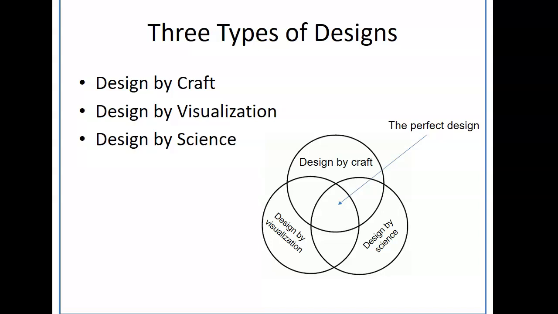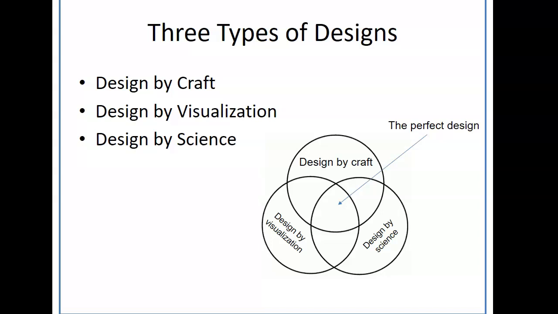All right. Now we need to talk a little bit about design. And this is something we've already looked at this year, but let's revisit it. Remember, there are three types of design: designing by craft, designing by visualization, and designing by science. And ideally, the perfect design would encompass all of those.